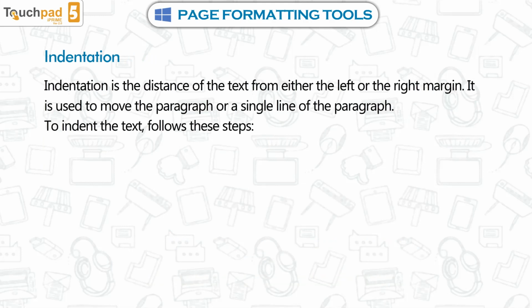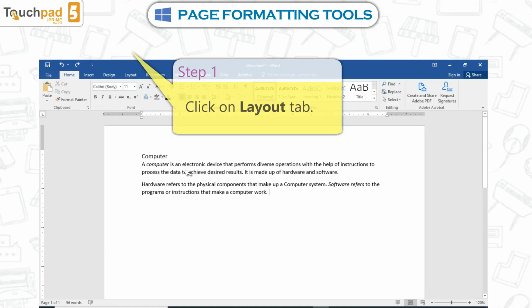Indentation. Indentation is the distance of the text from either the left or the right margin. It is used to move the paragraph or a single line of the paragraph. To indent the text, follow these steps.